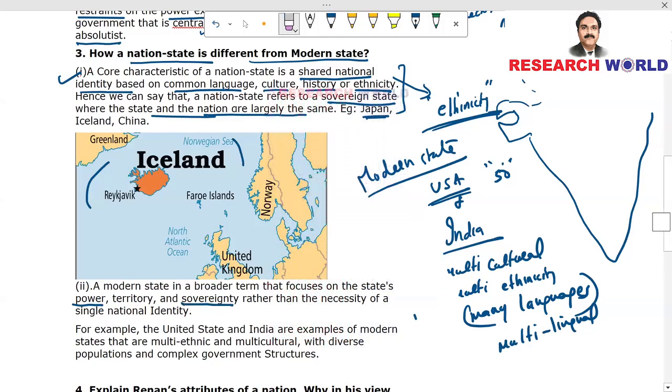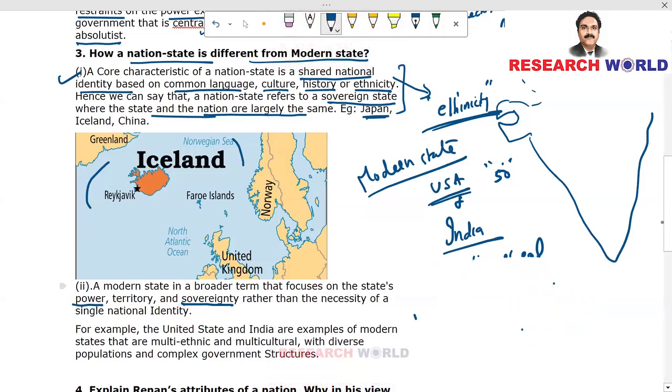Sovereign means absolute power. It is not subjugated to some foreign powers. Okay, so a modern state, in a broader term, focuses on the state's power, territory, and sovereignty rather than the necessity of a single national identity. Example, United States and India are examples of a modern state that are multi-ethnic, multicultural with diverse population and complex government structures. So that answers the third question, how a nation state is different from modern state.